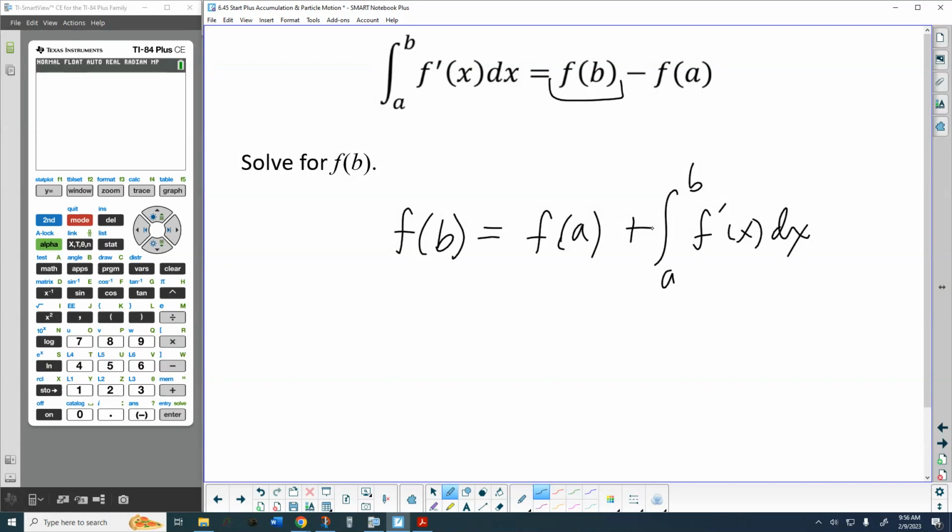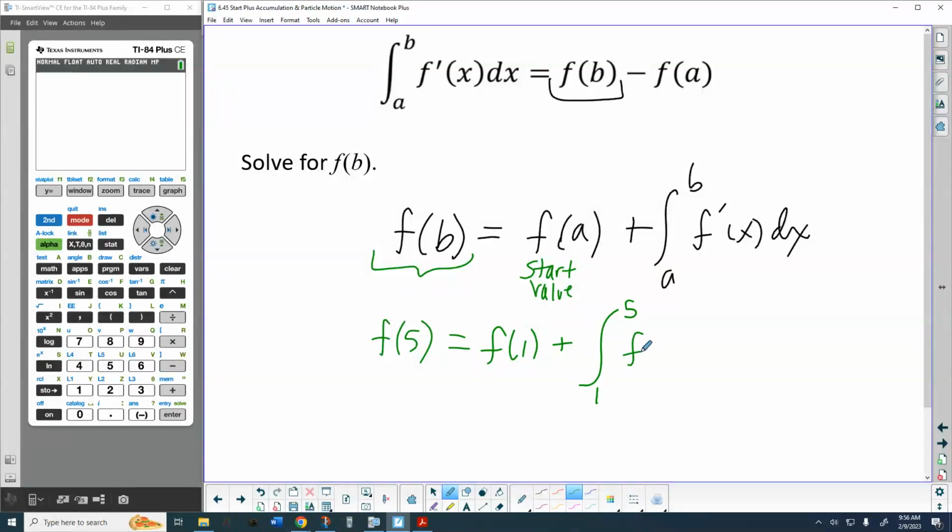Okay, so all we did was add f of a to this side. So now we have f of b equals f of a plus an integral. So this is called start plus accumulation. What this equation tells us is that we could calculate a value of a function, like f of 5, if I know a start value, like maybe I know f of 1, and then I just need to accumulate the change from 1 to 5 of f prime of x dx. So this allows us to calculate a particular value if we know a start value, and we need to know the derivative f prime, because then we can just integrate f prime to get how much it's changing.